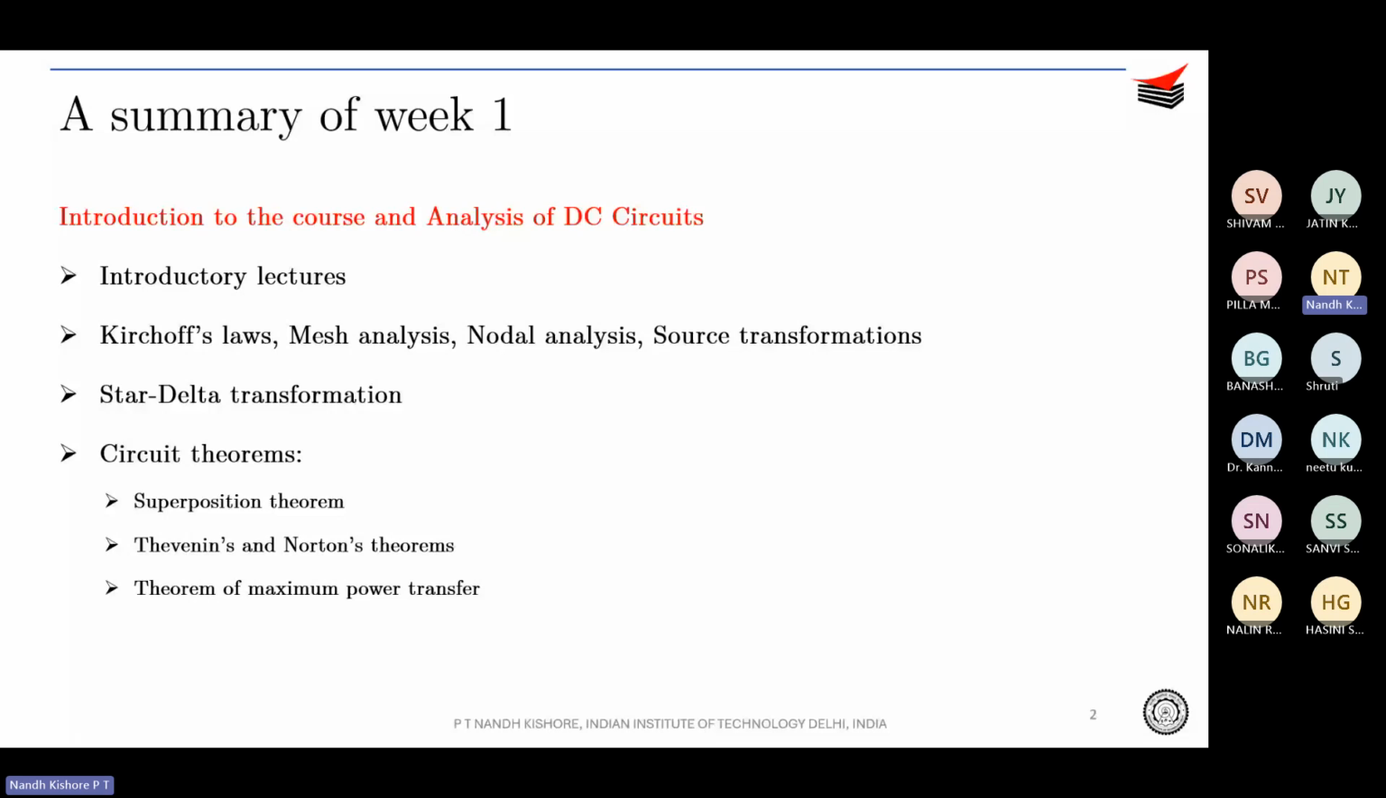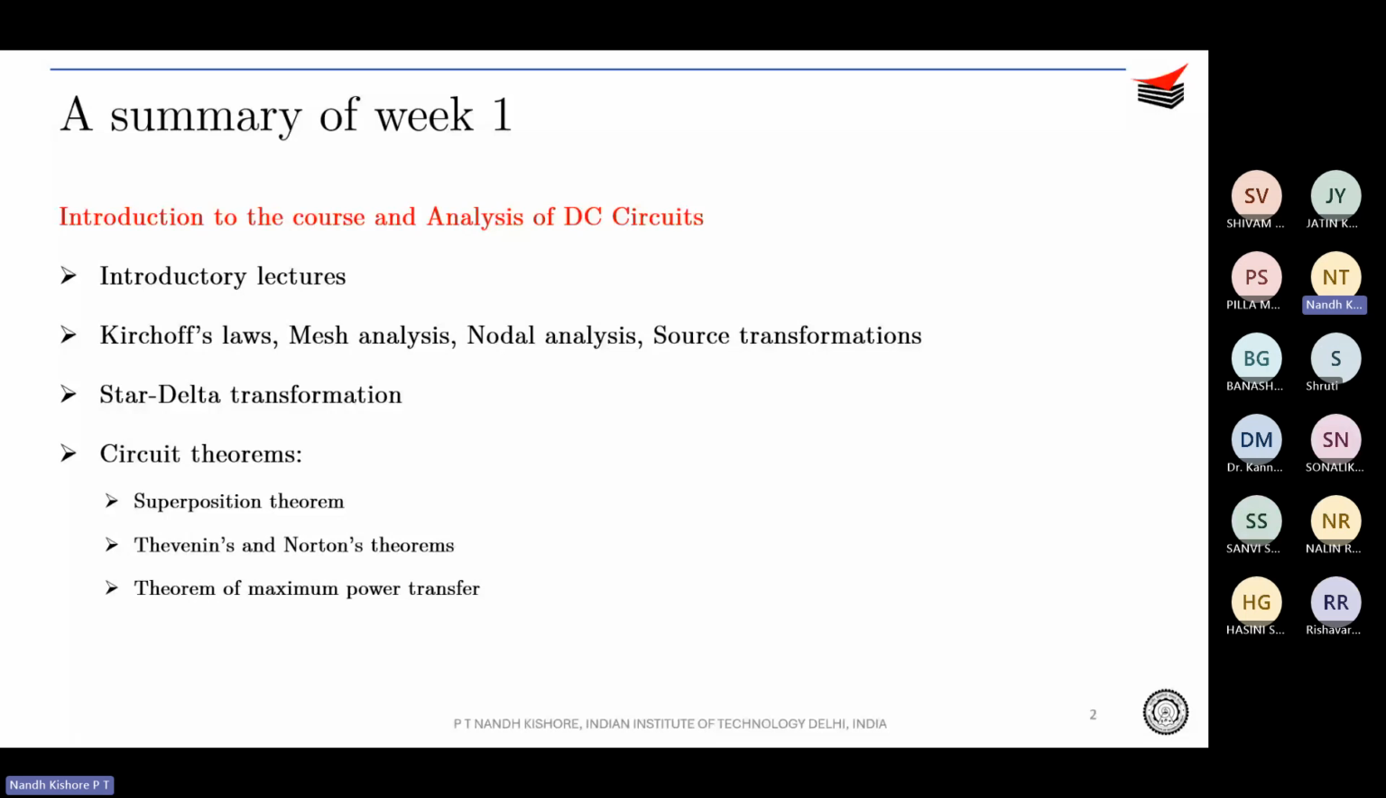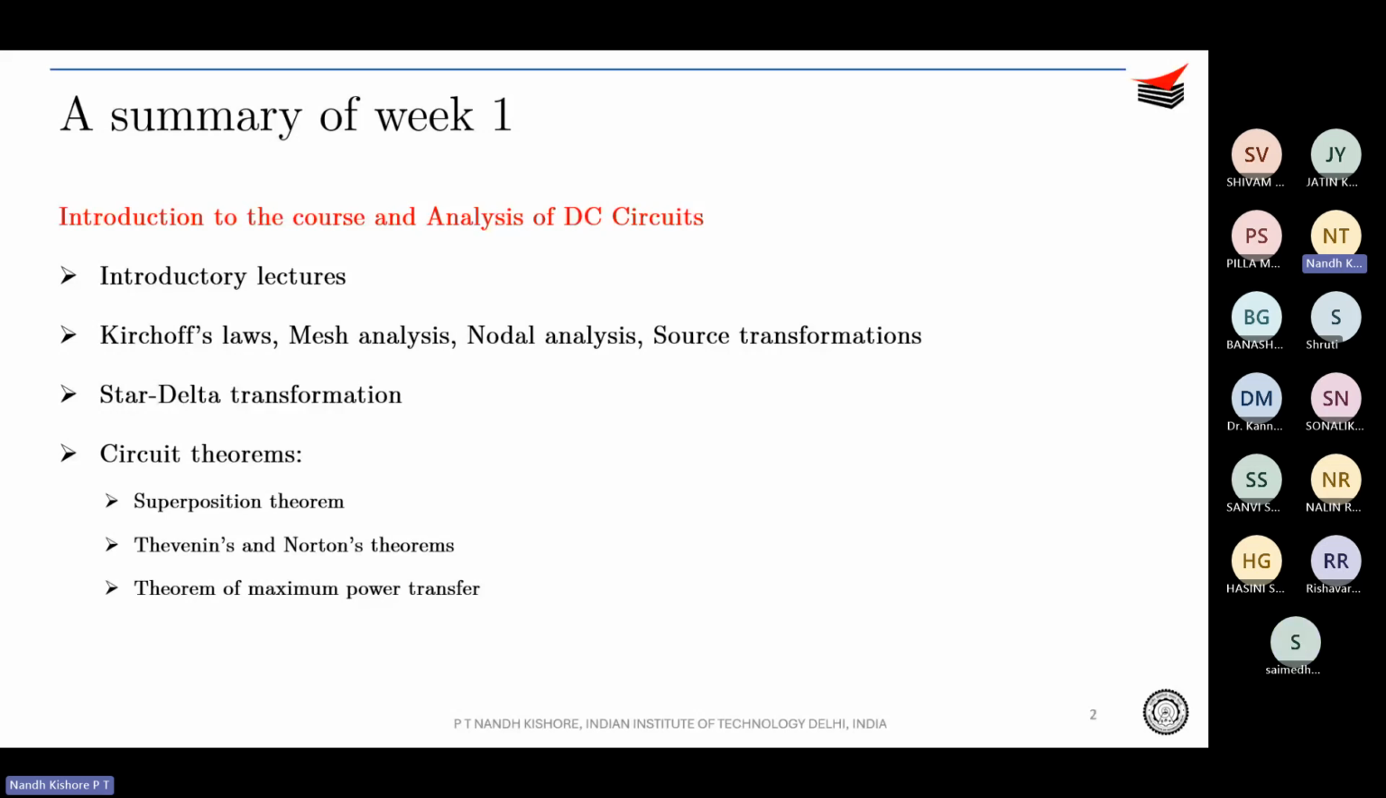So in the first week you went through Kirchhoff's laws, that is KCL and KVL. You learned about mesh analysis, nodal analysis, and about source transformations, that is voltage and current source, their properties, and how you convert voltage to current and vice versa. You also learned about star to delta and delta to star transformation. And finally, before the week concluded, you learned about three theorems. One is the superposition theorem, based on the principle of linearity and homogeneity. And then you learned about Thevenin's and Norton's theorems, which help you simplify any particular network.